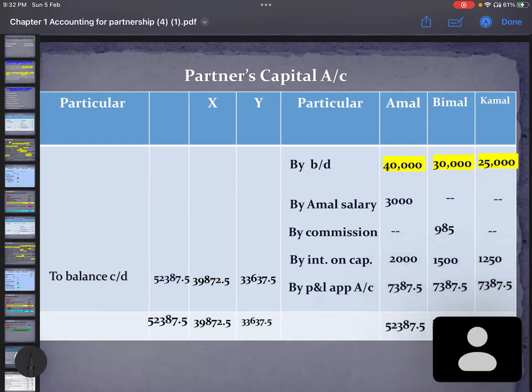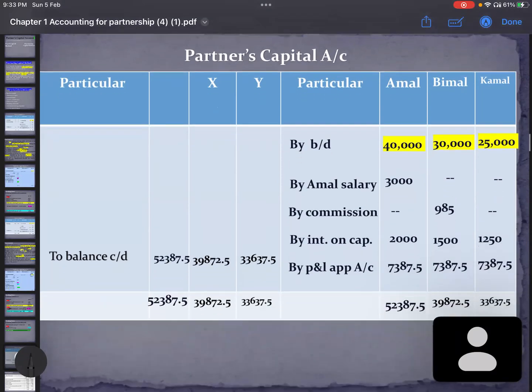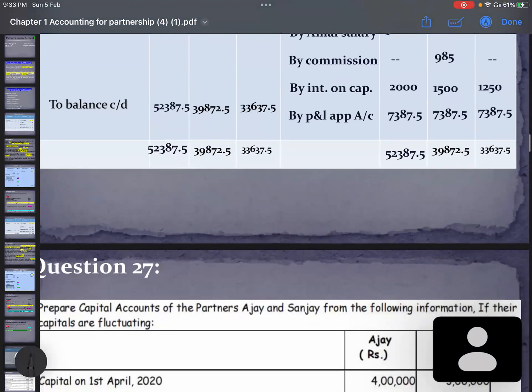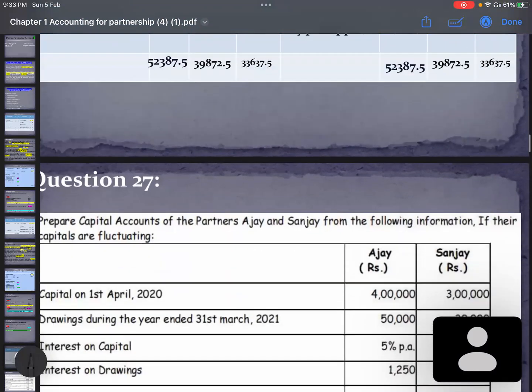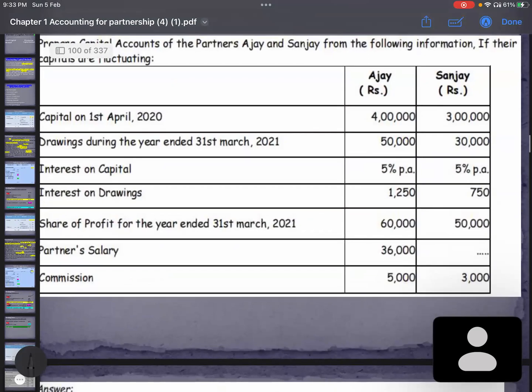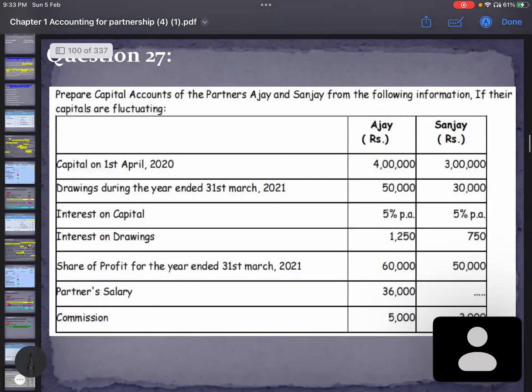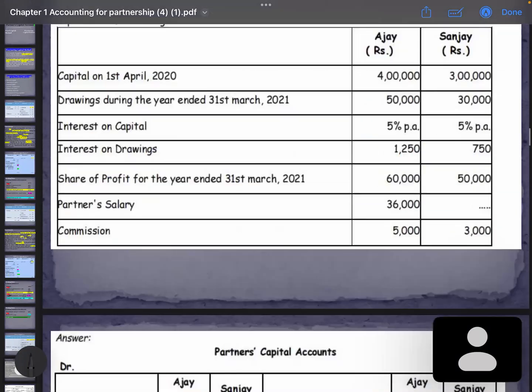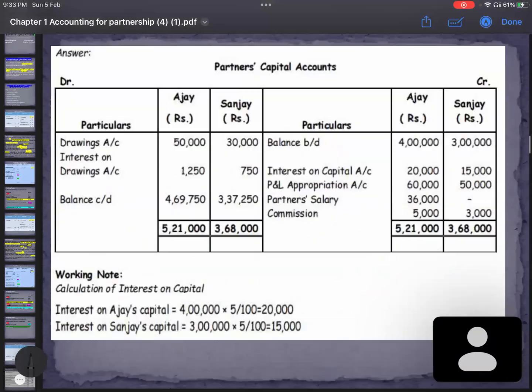Yes. Okay. So this is all about the fixed capital and fluctuating capital method of partners' capital account. Now there are a few more questions in this PDF that I'll share with you. You have to attempt the remaining question based on the fluctuating capital method, which is question number 27. I think there is only one question based on the fluctuating capital method.